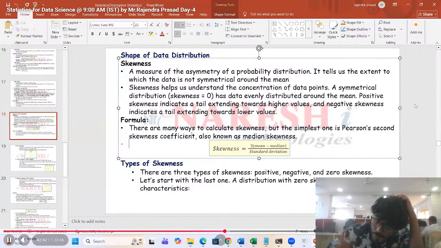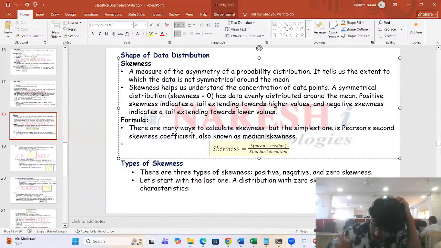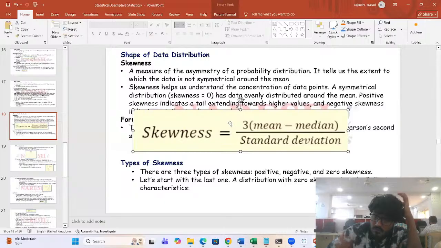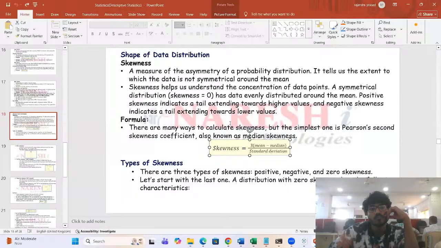this will be easy for a non-technical, non-statistical person to calculate the skewness. Why? The formula is 3 times mean minus median, divided by standard deviation. We know how to calculate the mean, the median, and the standard deviation. Substituting, is that a problem? No. So by substituting this, you can easily find the skewness value.